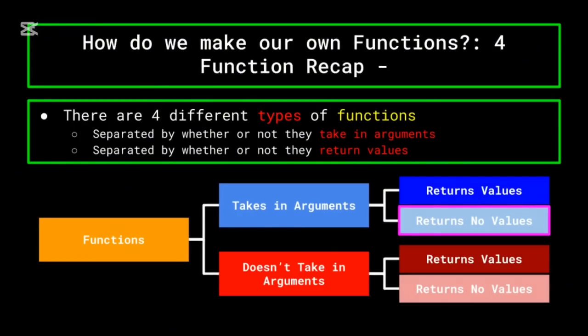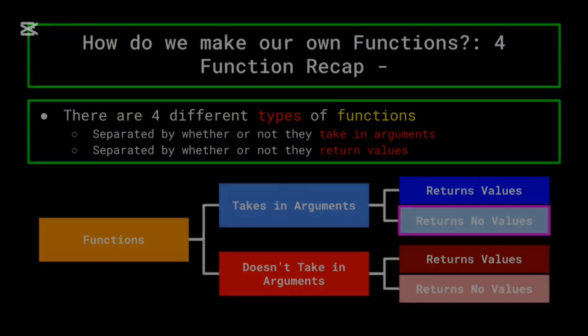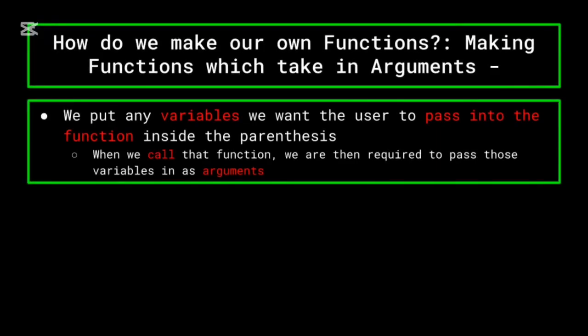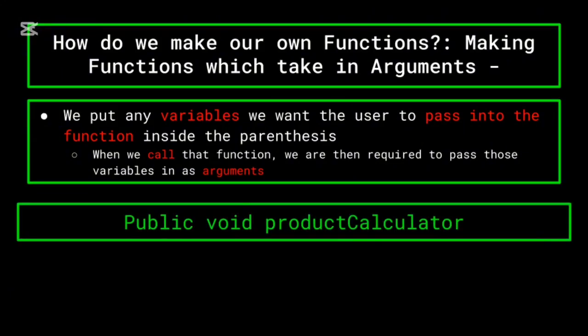Now this process is going to seem very similar to the previous, except for one small adjustment. Remember the parentheses that I mentioned earlier? Well, we put any variables we want the user to pass into the function into these parentheses, and then when we call that specific function, it will be required to have those variables passed into it. For example, in Java, let's make a function that takes in two numbers and prints out the product of those numbers. We start with the public void plus name of function setup again, since we won't be returning any values.